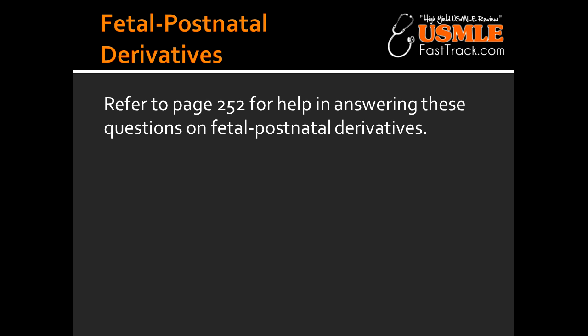Fetal postnatal derivatives. What does the umbilical vein become postnatally? The umbilical vein becomes ligamentum teres hepatis, which is contained in the falciform ligament. What do the umbilical arteries become postnatally? Umbilical arteries become medial umbilical ligaments.